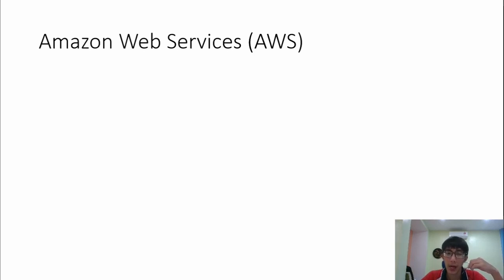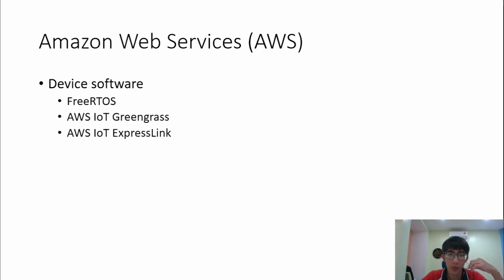AWS splits their IoT platform into three main categories. 1. Device software, which consists of FreeRTOS and OS for microcontroller, AWS IoT Greengrass, and Edge Device Runtime, and AWS IoT ExpressLink, a platform to connect hardware modules developed by AWS partners.